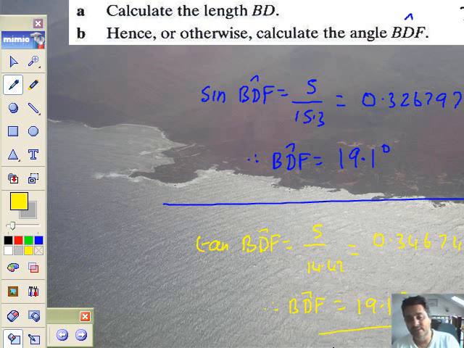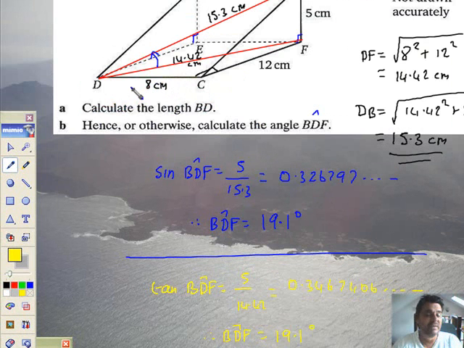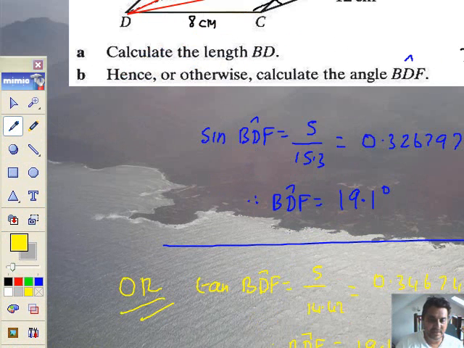So I've done sine and I've done tan. I could have done cos by going 14.42 over 15.3, etc. So I put that there as an alternative, or of course there is another, using cos, but that's good enough. That's great. Answer 19.1, and that is the end of our trigonometry.